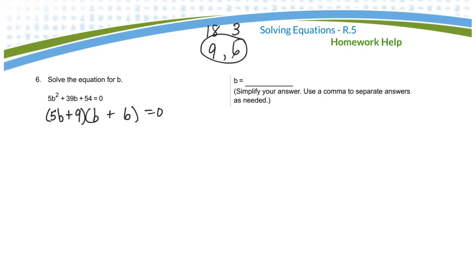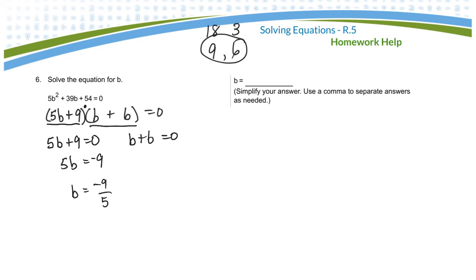To solve this then, I use the 0 property, which means that something multiplied by something else gives you 0. One of them has to be 0. So I can write 5b plus 9 is 0, or b plus 6 is 0. Solving this one, I'll subtract 9 on both sides, and then I'll divide both sides by 5. Okay, that'd be one answer. And my other answer, I'm just going to subtract 6 on both sides, so I get negative 6. So those two are my answers. It says to use a comma, so I'll go negative 9/5, comma, negative 6.